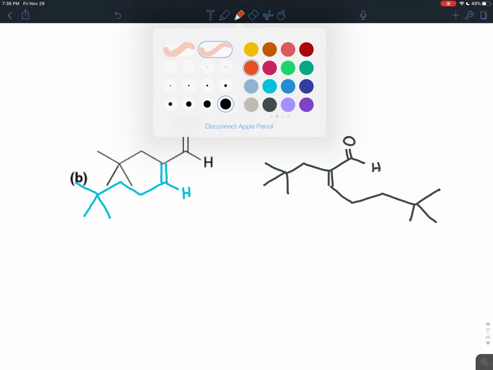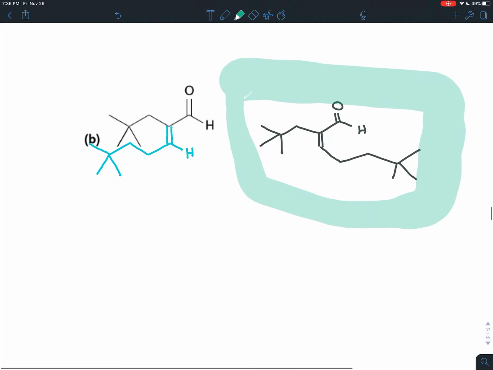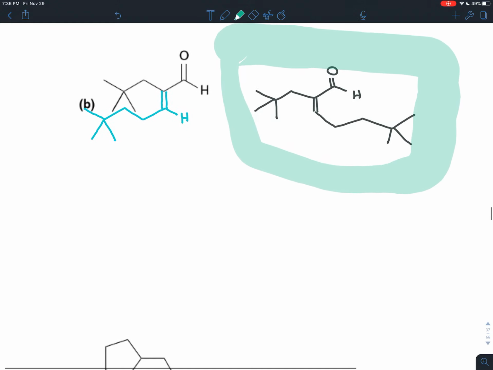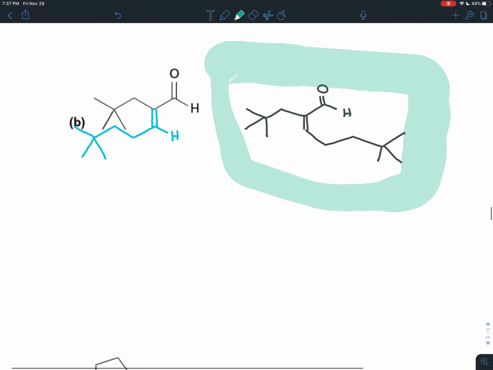So you erase the numbers, and that is your beautiful product, the E, or trans product. Technically, it's the E product. The difference between E and trans is, in the case of trans, the groups that are on opposite sides of the double bond have to be exactly the same, whereas in the E product, they don't.